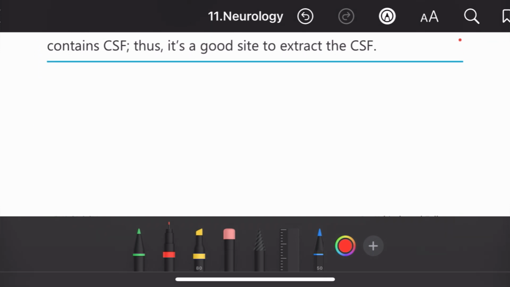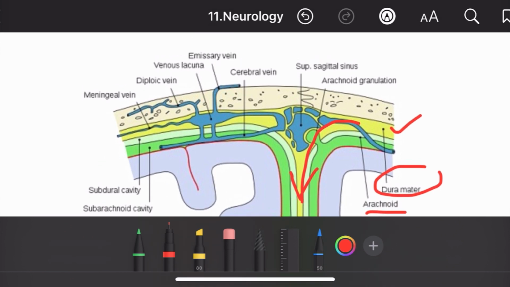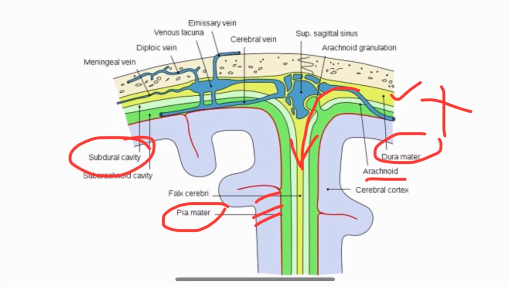Thus we know that, what is the practical implication of that? The epidural space, if you see here, this is the brain. Here we have the subdural cavity, but we don't have an epidural cavity. The epidural cavity is absent in the brain, but in the spinal cord we have an epidural space, and this is the space where we give epidural anesthesia in certain operations.